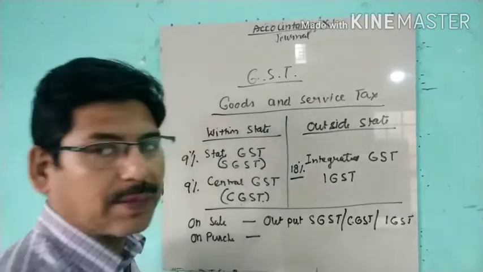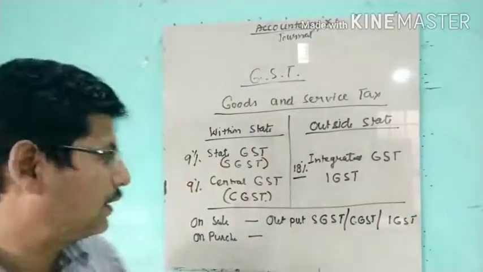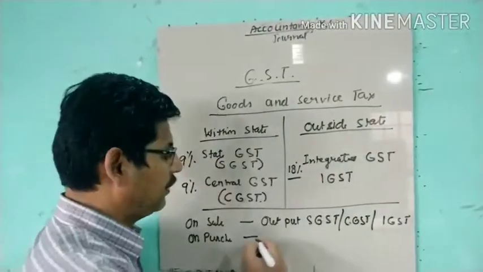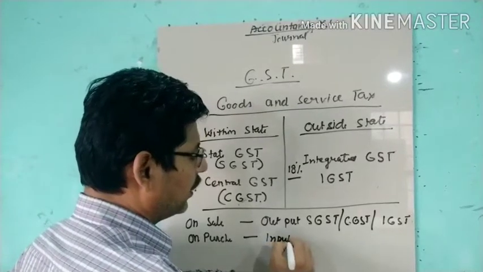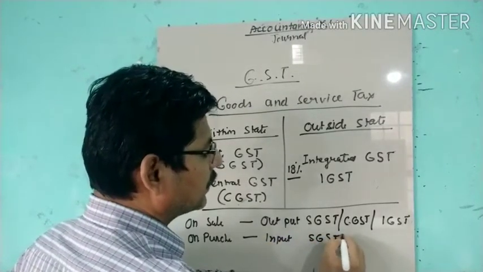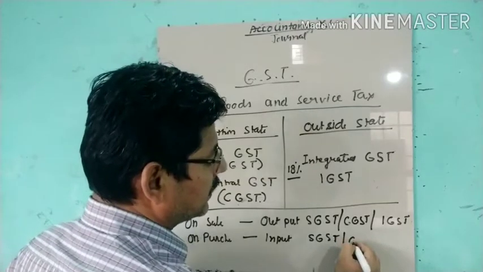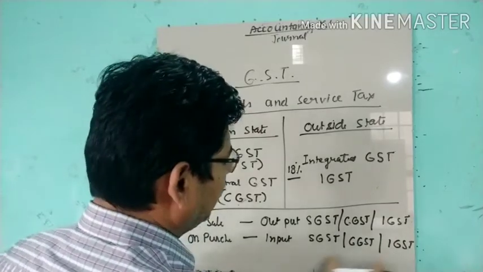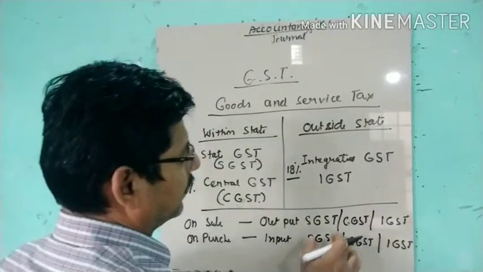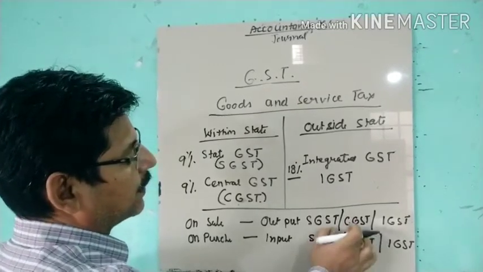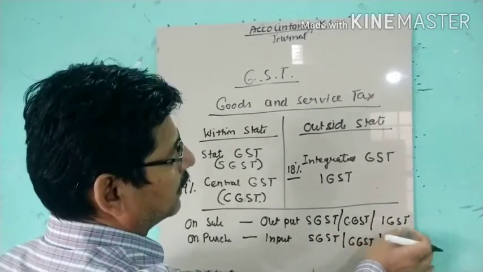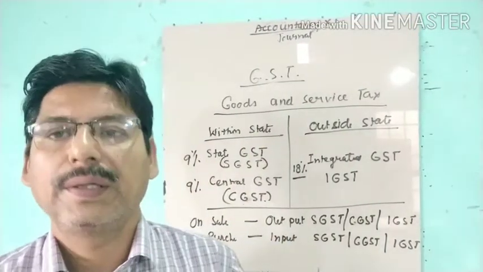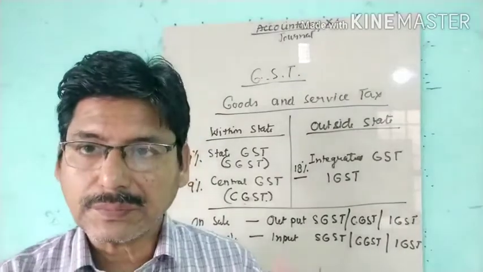On purchases, when we purchase, we pay some GST on that. When we enter it in our books, that will be input SGST, input CGST and input IGST.